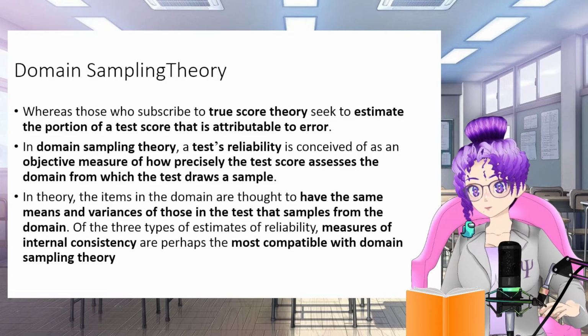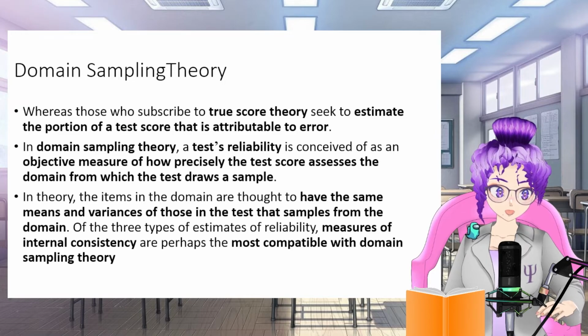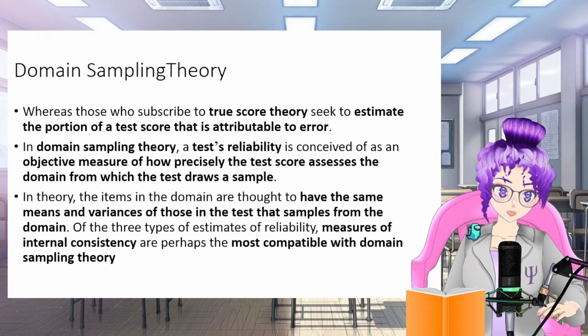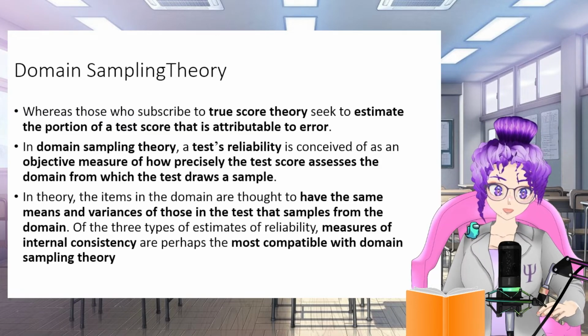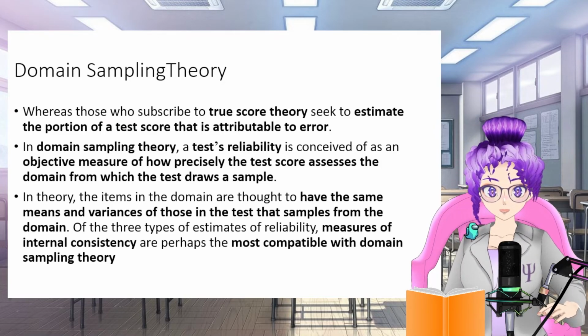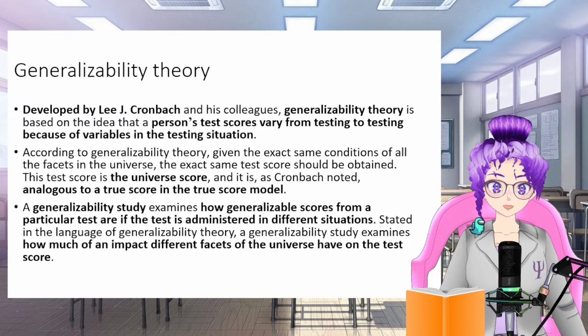Okay? For example, in an intelligence test, if there are different subtests, which are, for example, mathematics, verbal tests, and non-verbal tests, in domain sampling we are looking at the means and variances of those tests based on the domains that are being sampled. So next is the generalizability theory.